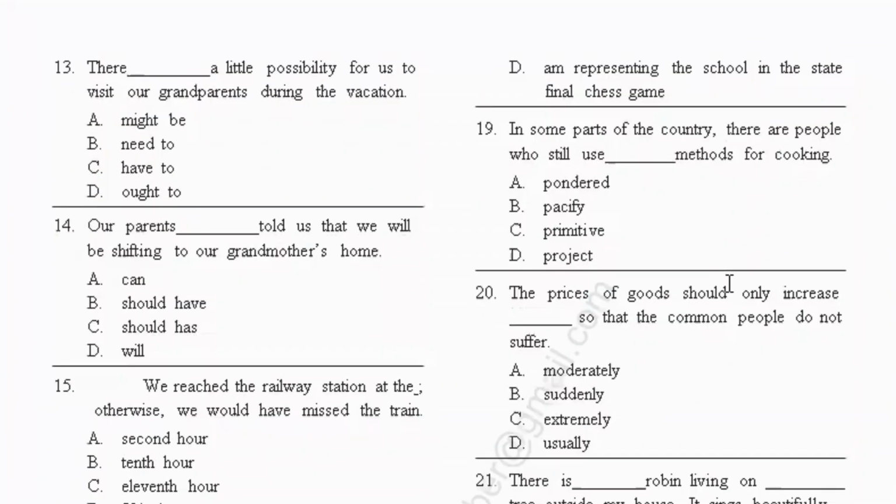Now, there dash a little possibility for us to visit our grandparents during the vacation. So when you are showing that there is a little possibility, you need the modal might. Okay, so it should be there might be a little possibility for us to visit our grandparents during the vacation.